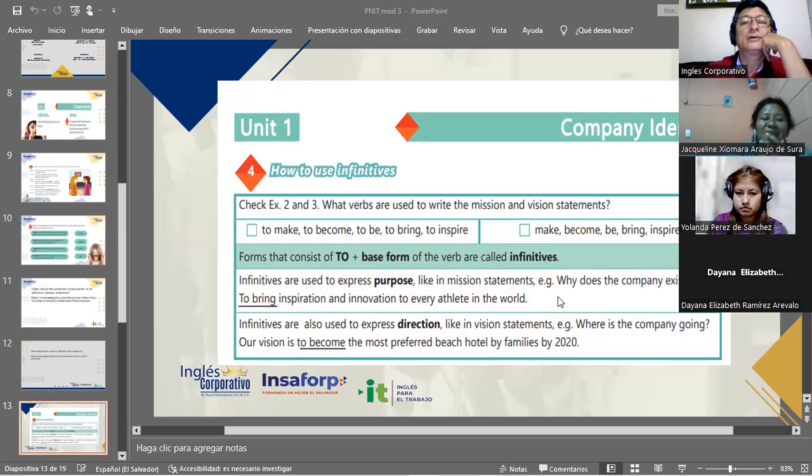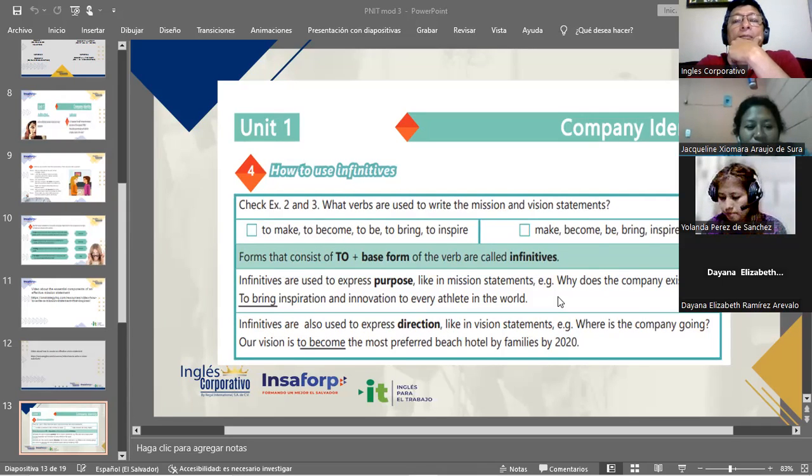Okay. Again, infinitives are used to express purpose in mission statements. Example given. Why does the company exist? To bring inspiration and innovation to every athlete in the world. Athlete. Say it with the tongue out, okay? Athlete in the world. Yes.